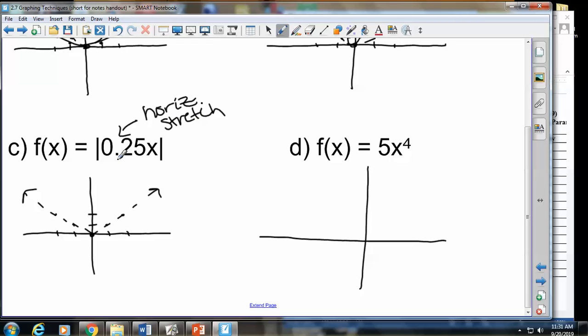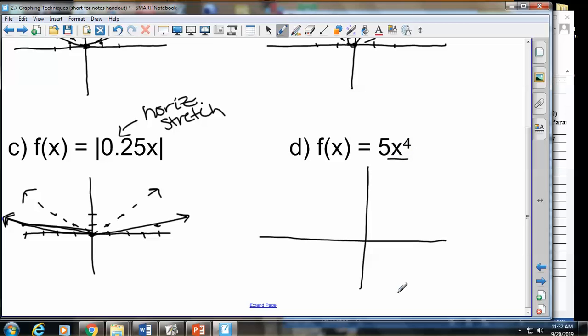So we do this by changing our x's. Instead of multiplying our x's by 0.25, what are we going to do to them? Divide them by 0.25, which is the same as multiplying by 4. So 0 times 4 is still 0. This is the next value of 1. 1 times 4 is 4. Okay, over here, negative 1 times 4 is negative 4. So we get this. Oh, I can't draw a straight line for our absolute value.